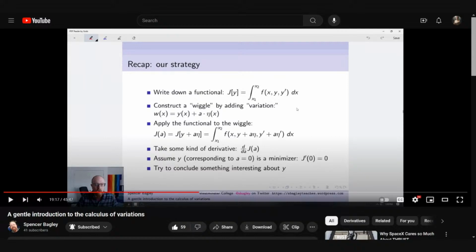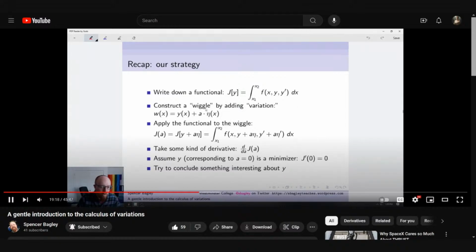Try to conclude something interesting about y. Right, so we came to the conclusion, for example, that y prime equals k, therefore y is a straight line. This has nothing to do with the straight line specifically. This is any strategy. Whatever you want to conclude, you can conclude. No one is telling you what to conclude.